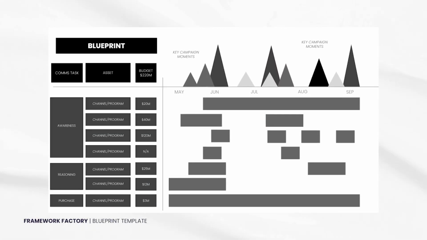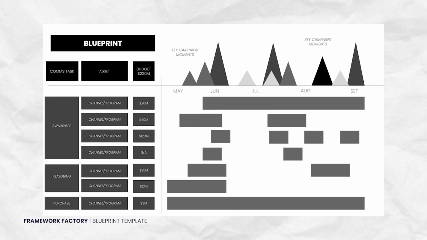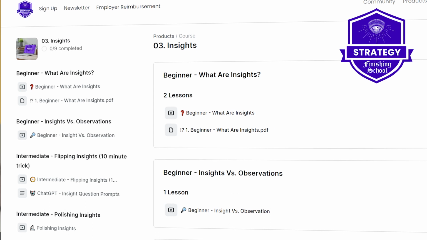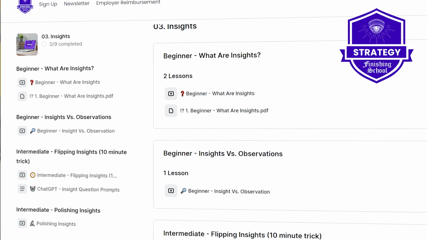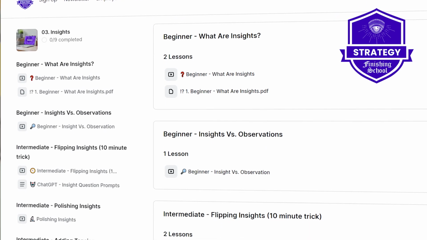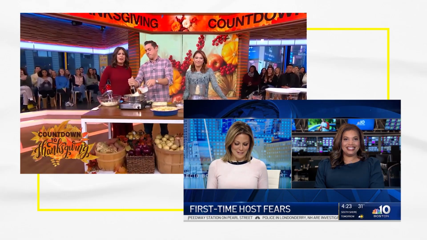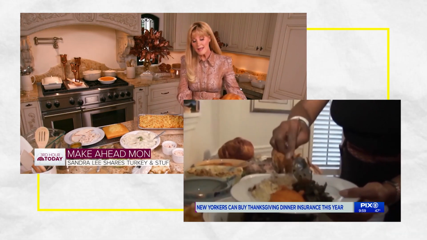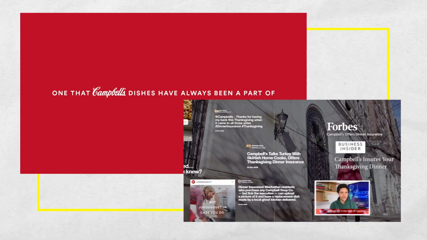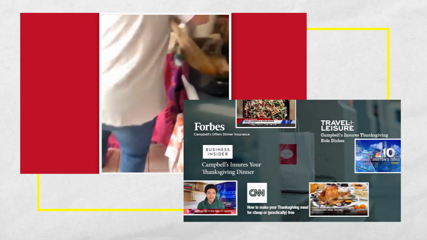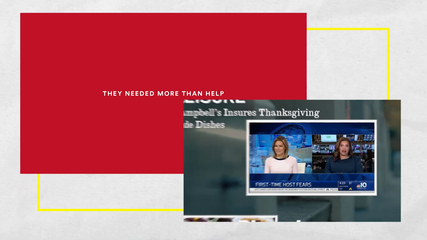Typically, the campaign blueprint includes a production budget for each tactic, but as this is a hypothetical example, it's not included on this occasion. However, you can learn more about the importance of this for your clients and team in the Strategy Finishing School. These are the perfect ingredients to justify the budget with your client. The Campbell's Dinner Insurance campaign shows the critical time when people are planning meals while focusing on Thanksgiving. We can see how and when all the tactics within each stage are seamlessly rolled out to drive amplification.